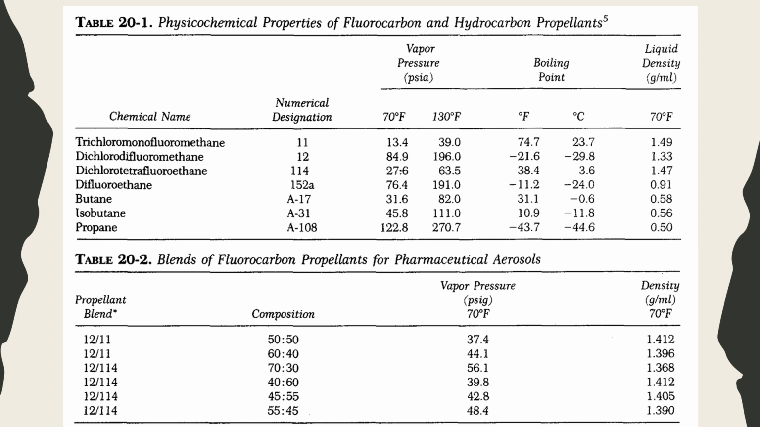And in the next table, blends of fluorocarbon propellants for pharmaceutical aerosols. What is a blend of propellant? A blend is a mixture of more than one gas. The propellant blend 12 to 11, composition 50 to 50, vapor pressure at 70 Fahrenheit is 37.4 and the density gram per ml at 70 Fahrenheit is 1.412.